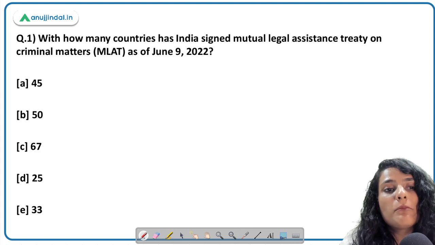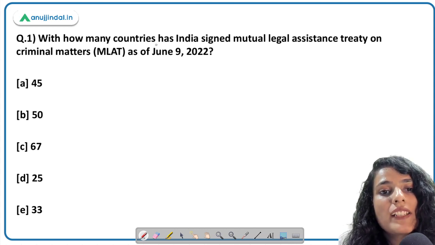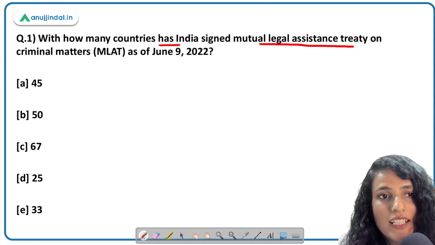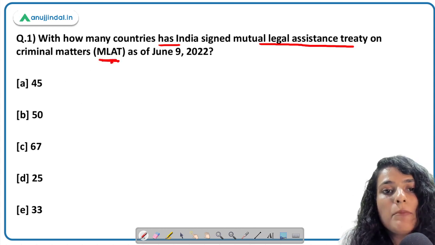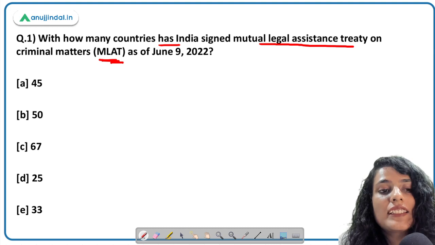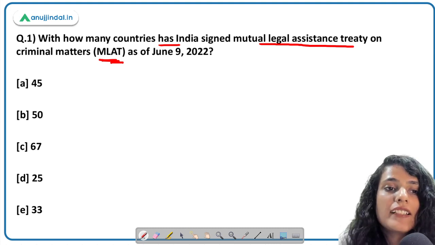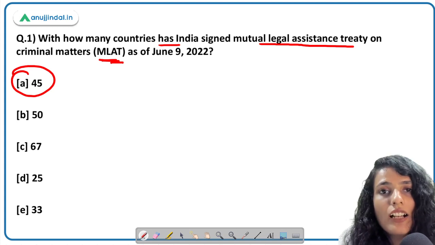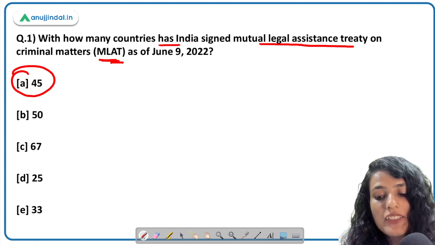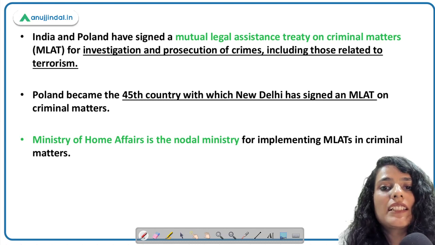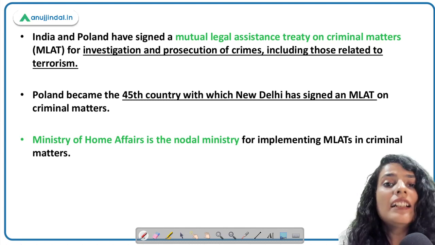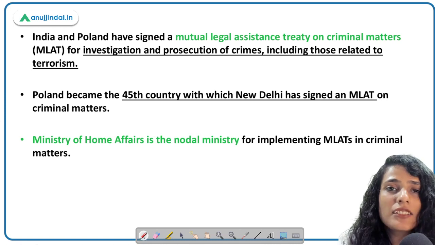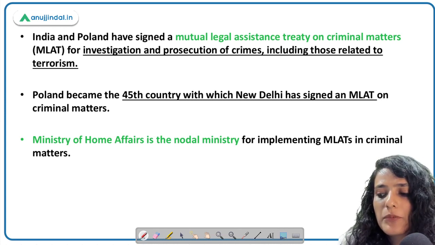Moving on to the next question we have: how many countries has India signed a mutual legal assistance treaty on criminal matters, MLAT treaty? Kitni countries ke saath India abhi signed kar chuka hai? So India has signed MLAT treaty with 45 countries till now. 45th country being Poland. Poland ke saath abhi India ne MLAT treaty sign kiya hai, jisko implement karta hai Ministry of Home Affairs.